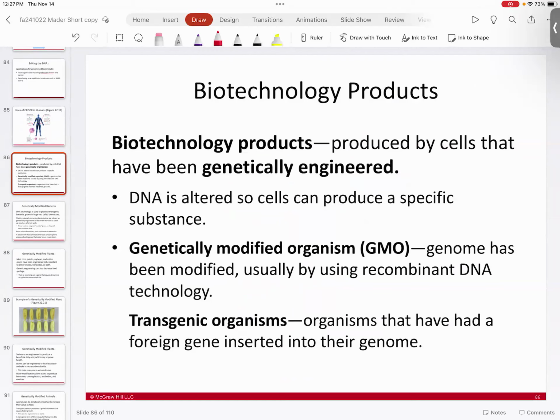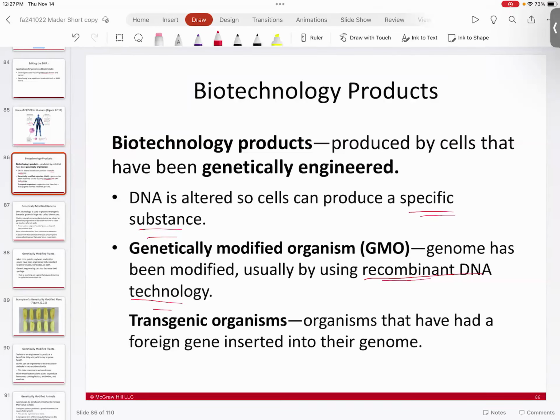So some of the products we see are, for instance, cells that can be genetically engineered. And so we just basically alter their DNA so they can produce a specific substance. So we looked at the bacteria was a good example of this one. This is kind of where our GMO situation comes from. So essentially, this is where the genome has been modified. And it's usually using the recombinant DNA strategy. And so that adds some sort of a new gene or new product that this thing did not have. Like, for instance, plants that can make a pesticide, as an example.